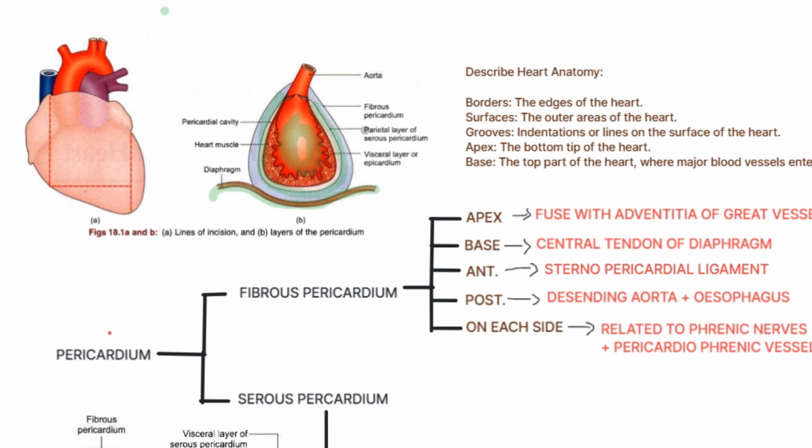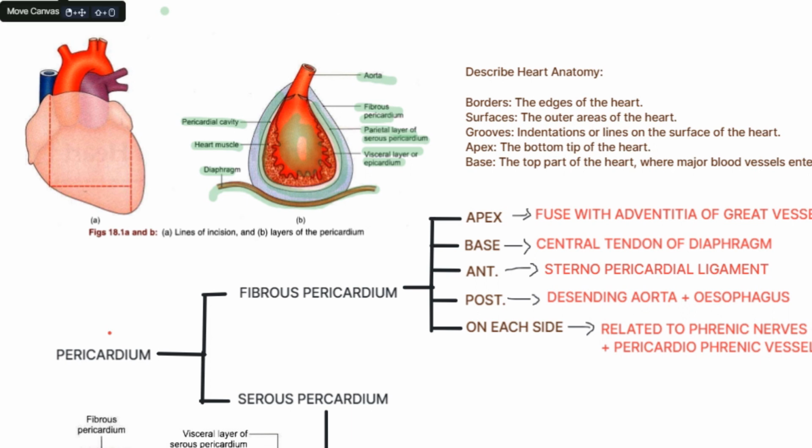So there is parietal layer of serous pericardium, there is fibrous pericardium, there is visceral layer or epicardium, there is heart muscles inside the pericardium, and there is your pericardial cavity, diaphragm, and we said that great vessels are coming out of the pericardium or the fibroserous sac which we call pericardium. The roots of great vessels are coming out. So here you can see there is your aorta.